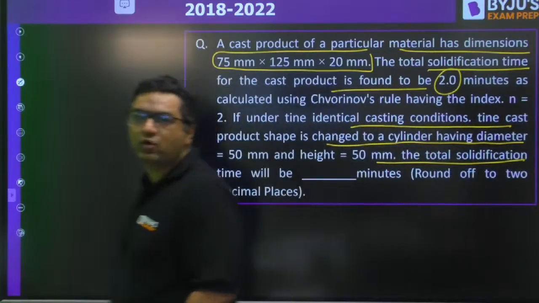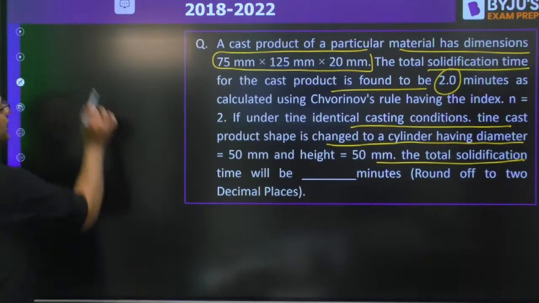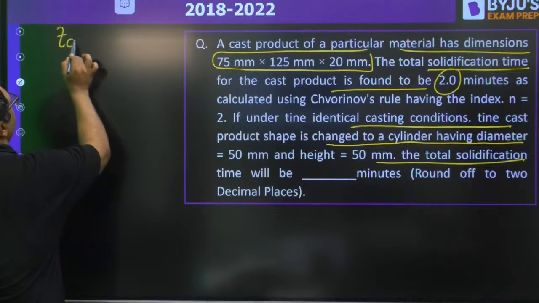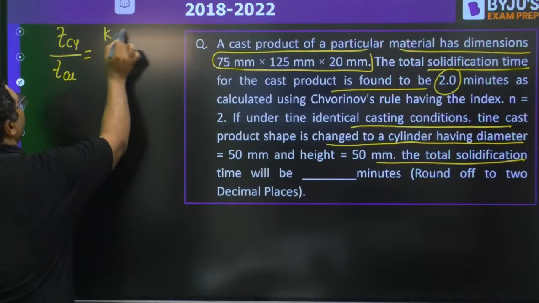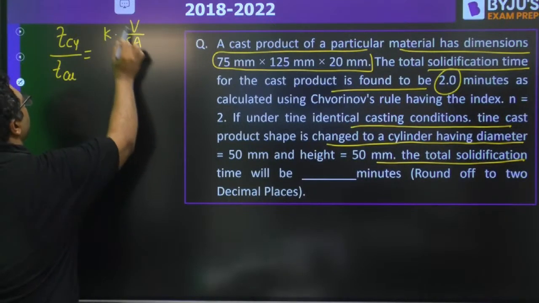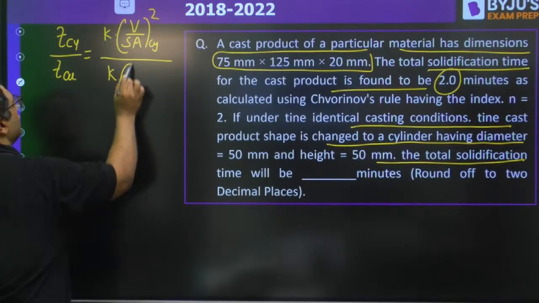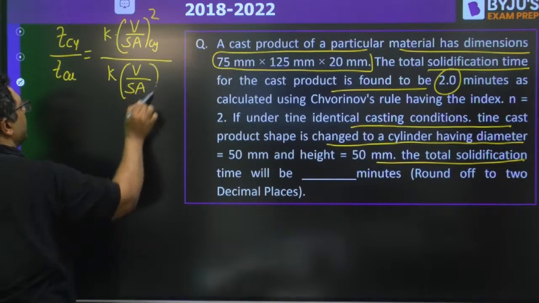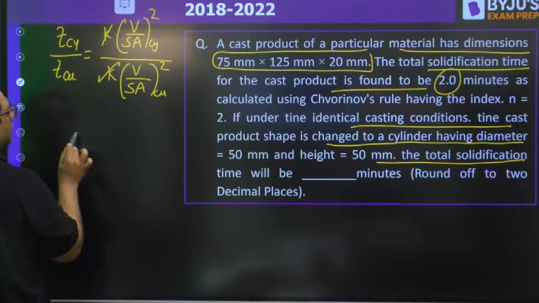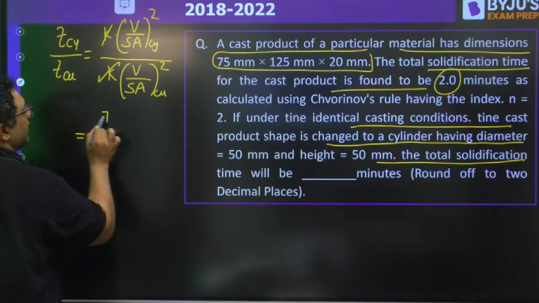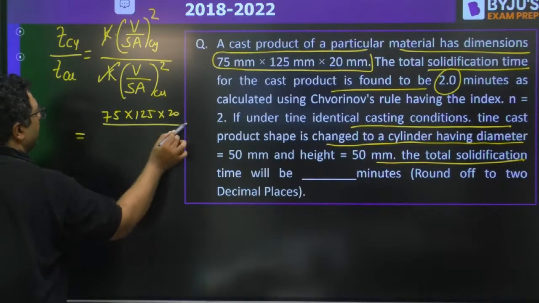This is once again Chvorinov's law. So you would be assuming it once to be a cubical casting, then cylindrical. So T of cylindrical by T of cubical, that you need to do. It will be K into volume by surface area of cylinder whole square, divided by K into V by surface area of cube whole square. K will get cancelled out. You are having the volume 75 into 125 into 20.